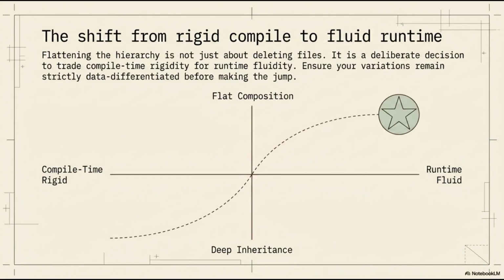Our diagram visually illustrates this journey. On the horizontal axis, we move from compile time rigid on the left to runtime fluid on the right, signifying a spectrum of control and flexibility. Vertically, we ascend from deep inheritance at the bottom, characteristic of traditional object-oriented paradigms, to flat composition at the top, favoring aggregation over deep class hierarchies. The dashed curve charts the ideal evolutionary path, from a highly inherited compile time-bound state towards a more composed, dynamic, and runtime flexible architecture, ultimately reaching the desired state highlighted by the star in the upper right quadrant. This represents a more agile and adaptable system, capable of responding to changing requirements more efficiently.